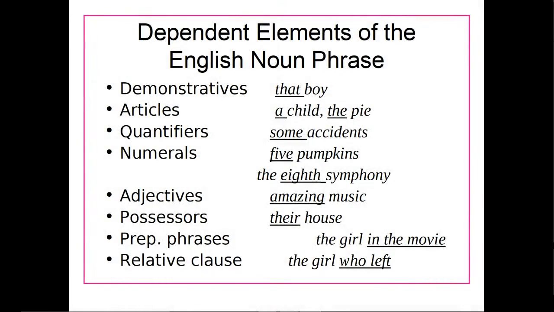This is a list of some of the dependent elements of noun phrases in English. We have things like demonstratives, or that boy, where that is not the head of the noun phrase, but rather something that's modifying boy, which is the head. We have articles like a child, the pie, quantifiers, some accidents, numerals like 5 pumpkins, adjectives, possessors, prepositional phrases, and relative clauses.